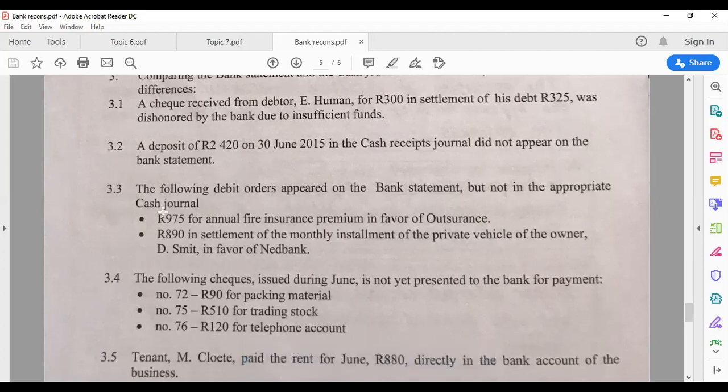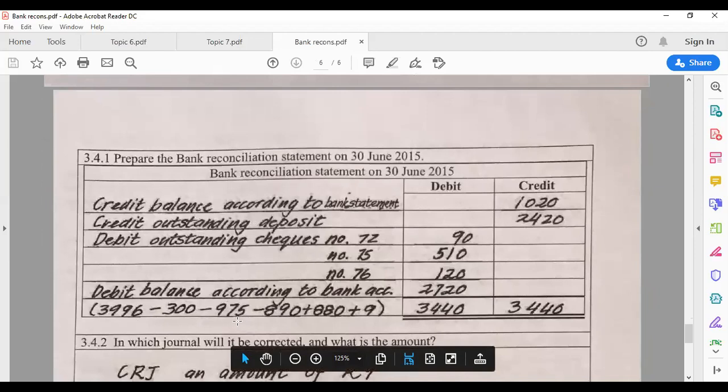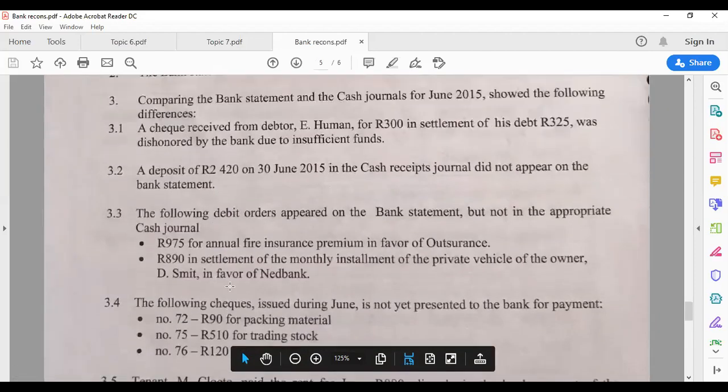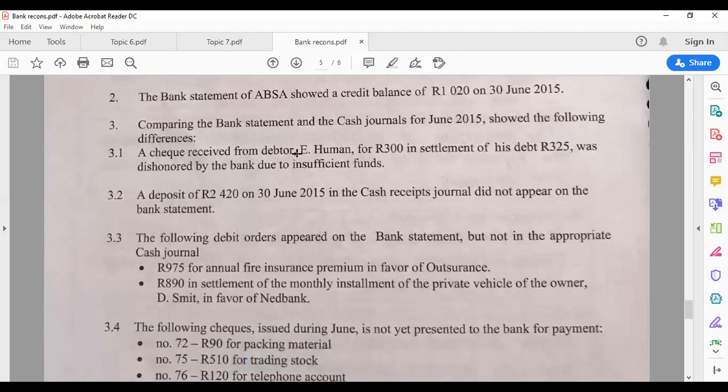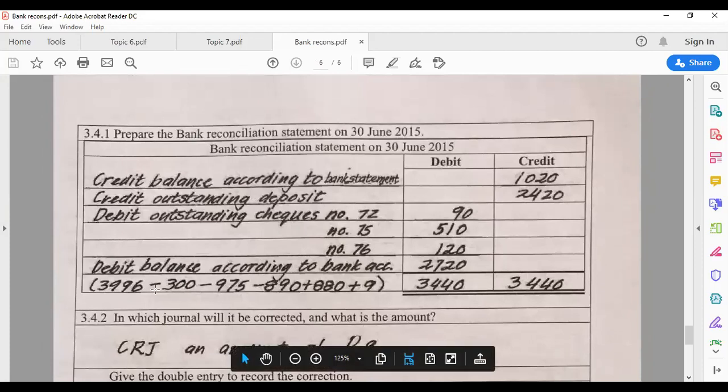I have not yet taken this into account in my cash journal. So I immediately have to subtract it from this amount given to me. This 300 Rand comes from this cash that bounced. So I recorded 300 Rand in my bank account and I credited debtors, but now it bounced. So now I have to reverse that entry. So therefore, you are going to take it into account now as well.